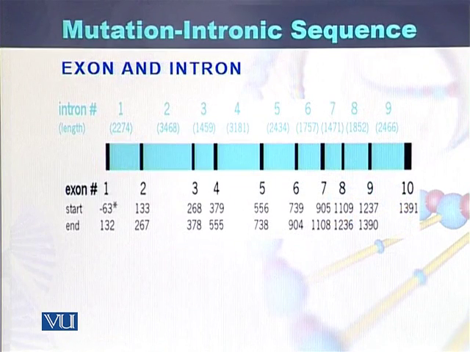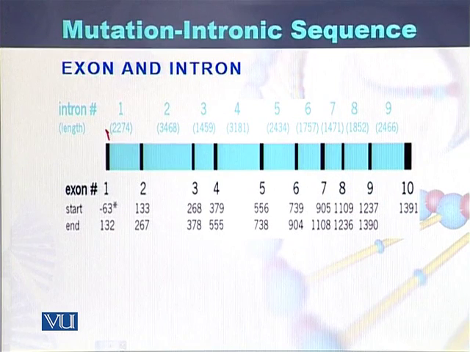Here we can see a second example of how exons are numbered. This is exon number 1, which starts from -63 up to 132. The next exon starts from 133 and runs till 267 nucleotide. The third exon starts after 267, and the next exon will start from 268. In this way we just mention the nucleotides which are present in the exons.